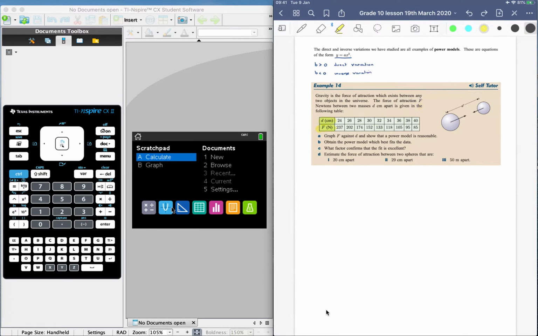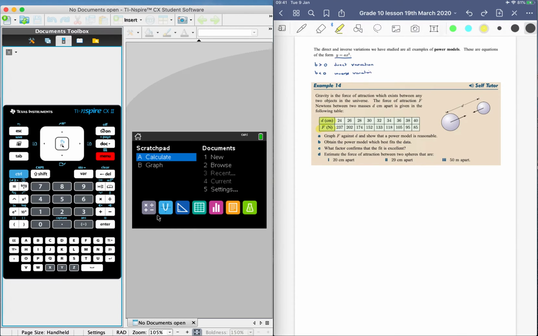We've got gravity is the force of attraction which exists between any two objects in the universe. Force of attraction F newtons between two masses d centimeters apart is given in the following table. Marvelous. Okay. Graph F against D and show that the power model is reasonable. Okay. Power model, it tells us in the question, there's a key word, power model. So we're going to have to use our GDC in order to do this.